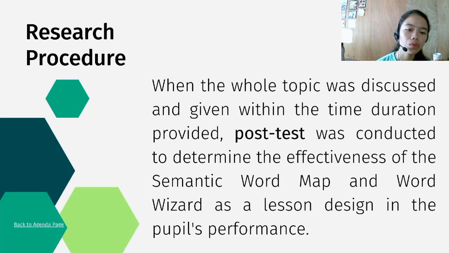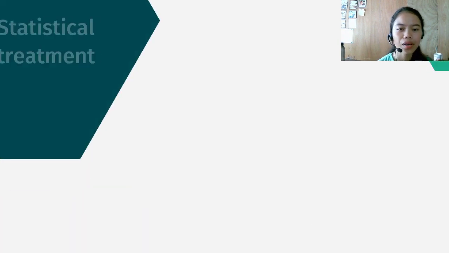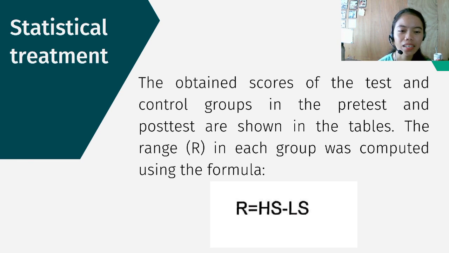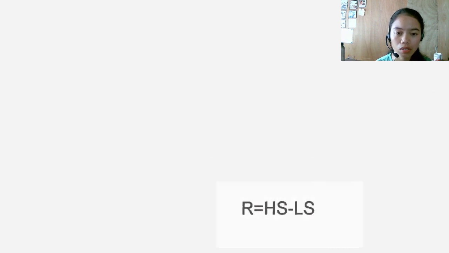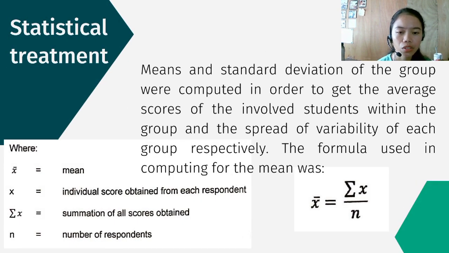When the whole topic was discussed and given within the time duration, post-test was conducted to determine the effectiveness of the semantic word map and the word wizard as a lesson design in pupils' performance. For the statistical treatment, the range in each group was computed using this formula. The range equals highest score minus lowest, and the means and the standard deviation of the group were computed in order to get the average scores of the involved students within the group and the spread of variability of each group respectively.